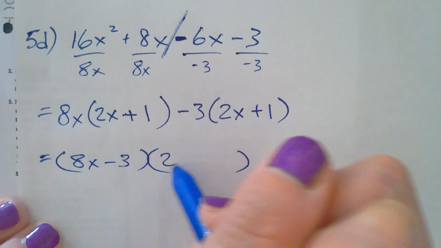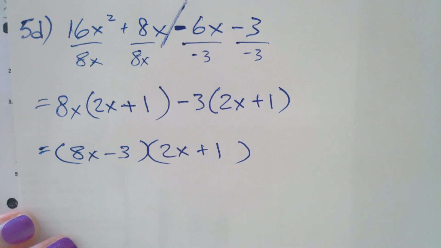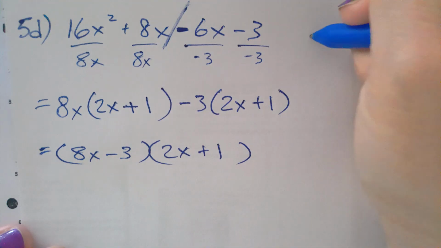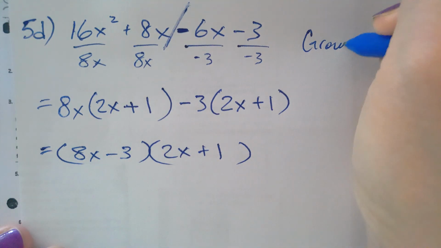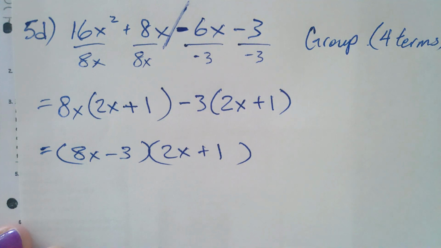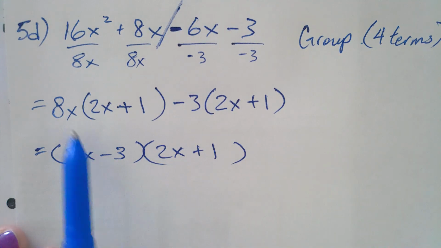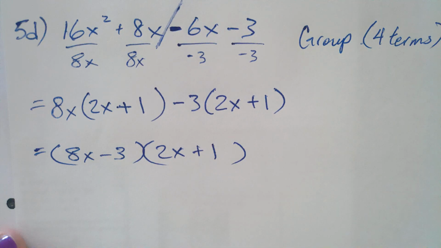Right. Okay. Yeah, so this is a special type of factoring called group factoring, and we know to do group factoring when we see 4 terms. Okay, so when there's 4 terms, we do the first 2 together, last 2 together, and then put it like that. Okay.